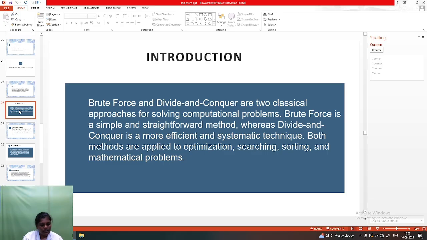Next one is exhaustive search. Exhaustive search involves checking all possible combinations to find the optimal solution. Two problems commonly solved by exhaustive search are the traveling salesman problem, TSP, and the knapsack problem. What is the traveling salesman problem? It is the problem of finding the shortest possible route that visits each city.